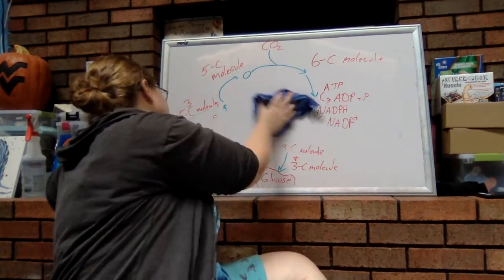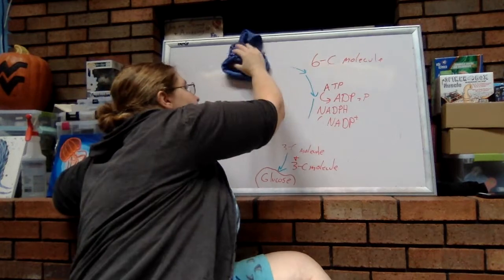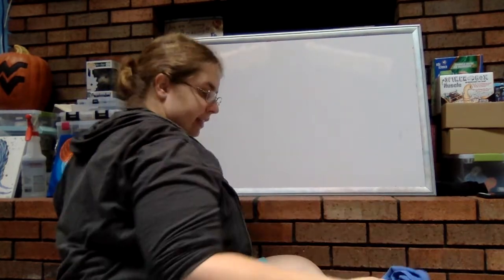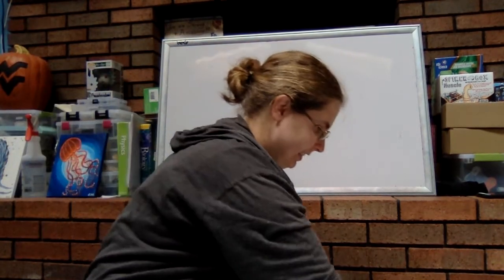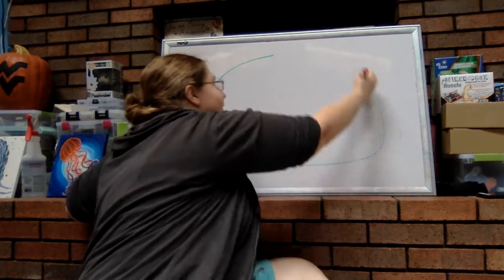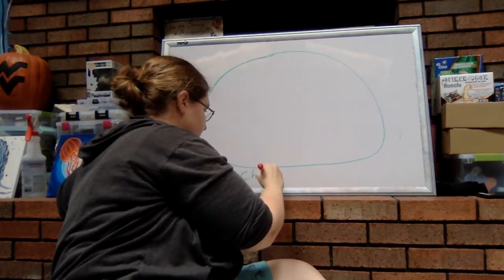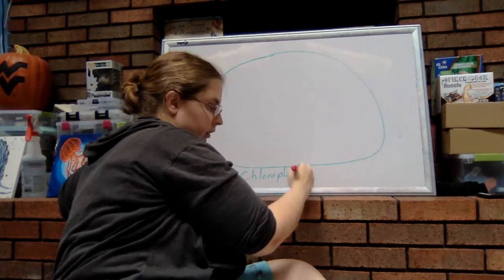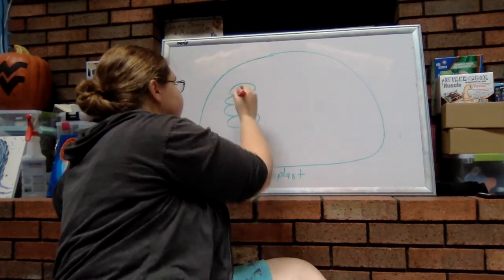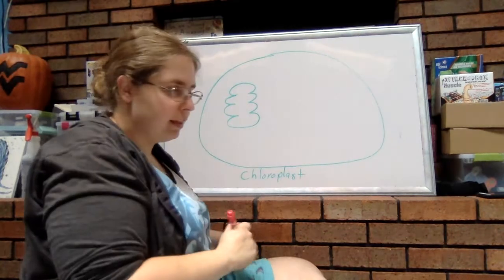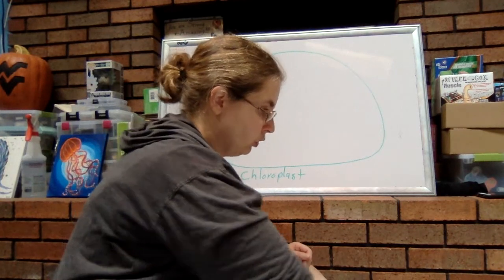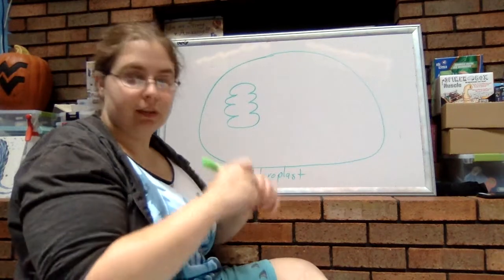All right, so in summary, here is our chloroplast, here is the granum made from the stacks of the individual thylakoid discs. And then I'm just going to draw some things and then we're going to label them, all right?